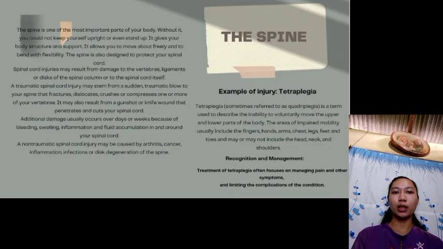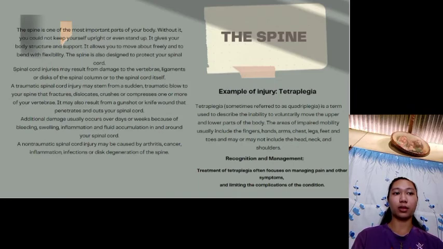A traumatic spinal cord injury may stem from a sudden traumatic blow to your spine that fractures, dislocates, crushes, or compresses one or more of your vertebrae. The spine is vital for health because it holds us standing and connects the many components of our bones, including our head, chest, pelvis, shoulders, arms, and legs. When the spine is injured, it damages the tight bundle of cells and nerves that send and receive signals from the brain and the rest of the body.